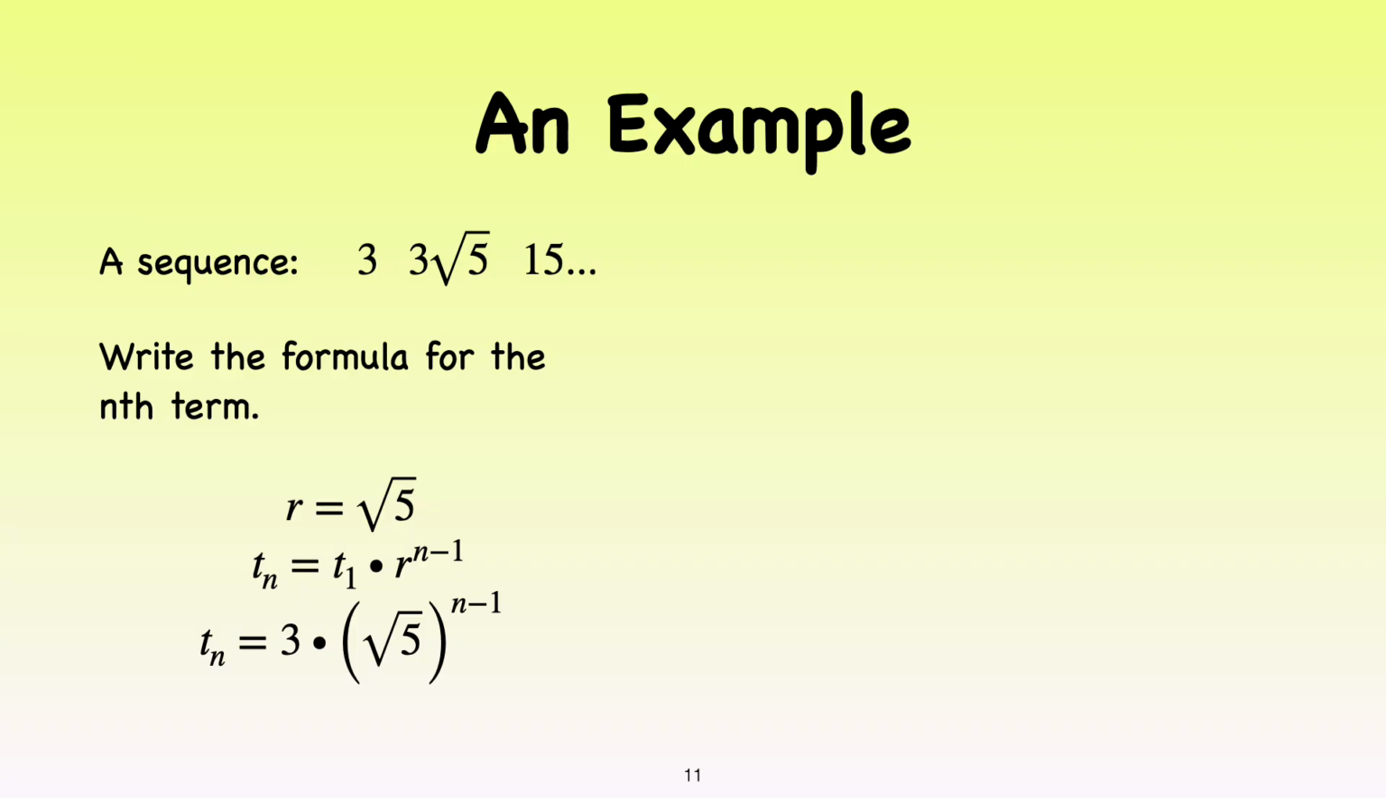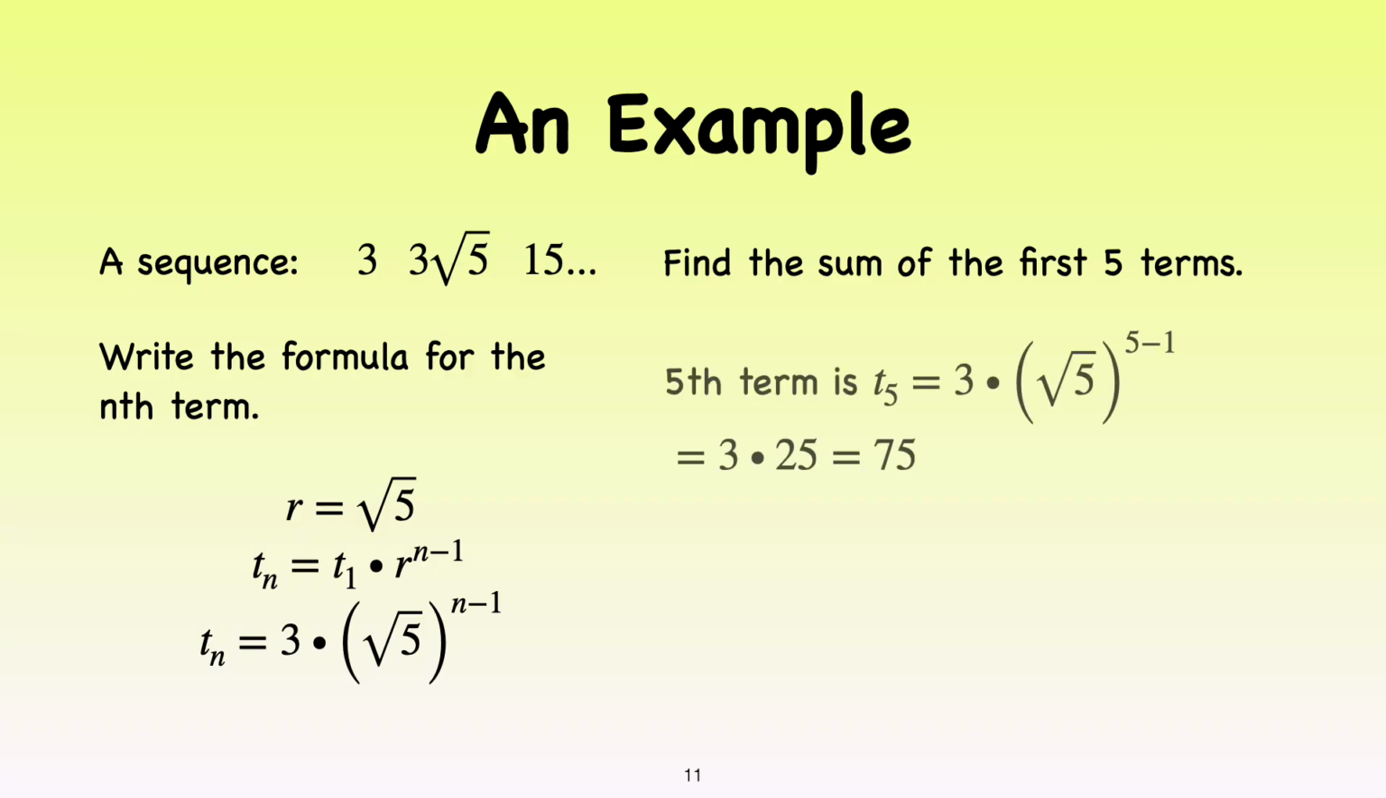Now, let's find the sum of the first 5 terms of this sequence. We need the fifth term, so using the formula we just found, let n be 5. You can check on your calculator that the square root of 5 raised to the 4th power is 25. So the fifth term of the sequence is 75.